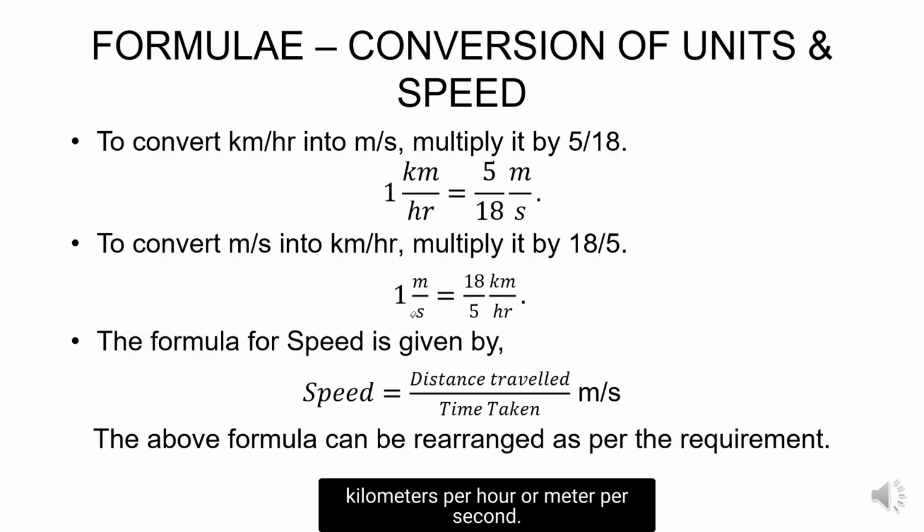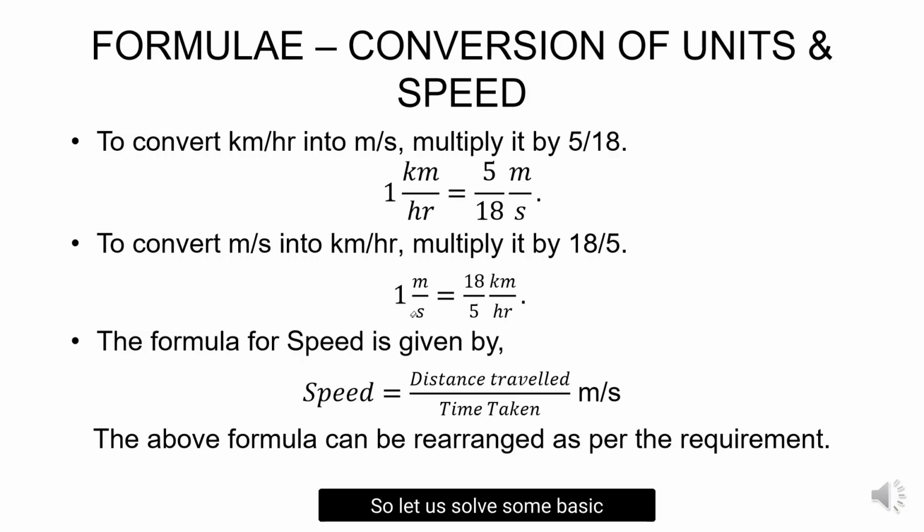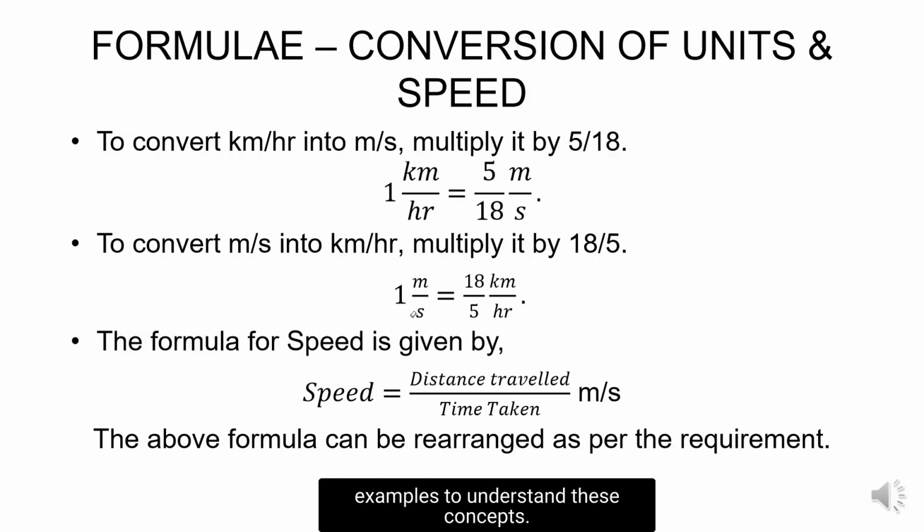In this formula, we can have any two known quantities and find an unknown quantity by simply rearranging it. If we know this basic formula of speed is equal to distance traveled by time taken, we need not memorize the individual formula for distance and time. So let us solve some basic examples to understand these concepts.